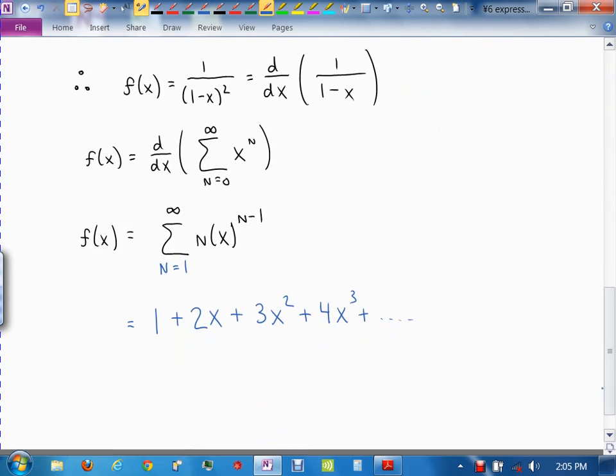So what we did, to recap this, is we noticed that what we were looking at was the derivative of something that we know the series for. And then we took the derivative of that series. Make sense?